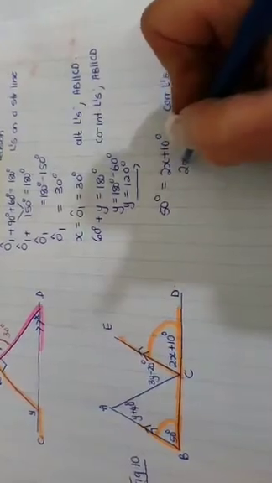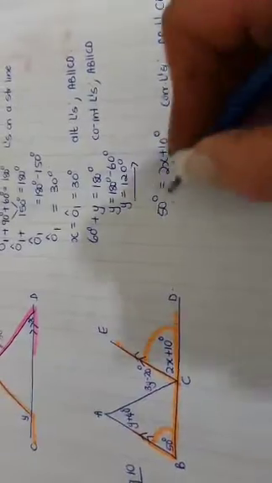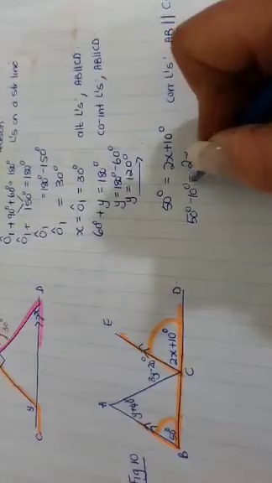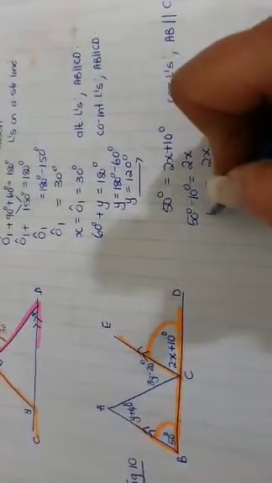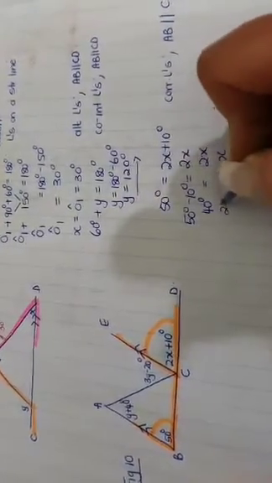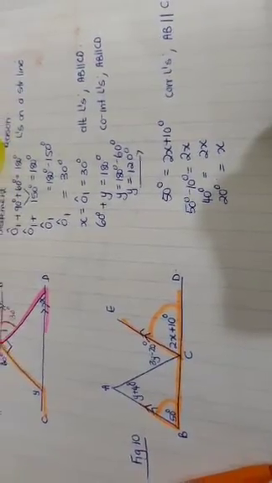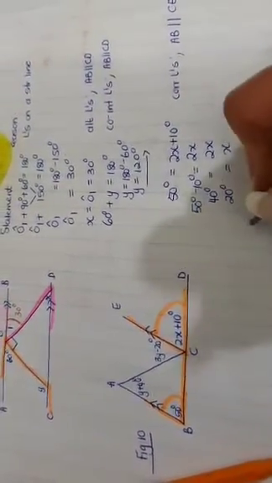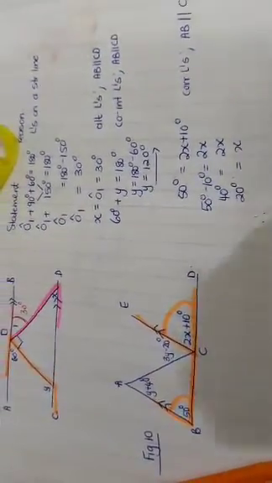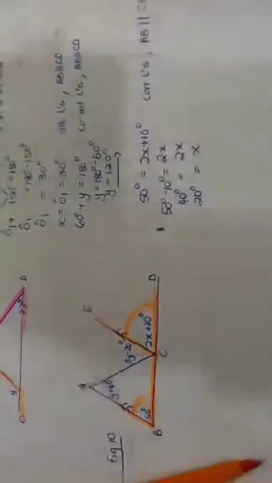Then to solve for the letter, you must bring the like terms together. So I'm going to bring the 10 across the equal sign, and you will land up with 50 minus 10. You divide by 2 because it's a coefficient, and you will land up with x equals 20 degrees. Let's move on to the next letter. The next letter is the letter Y.